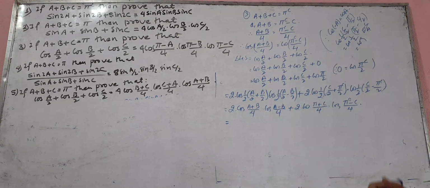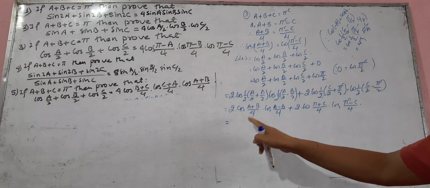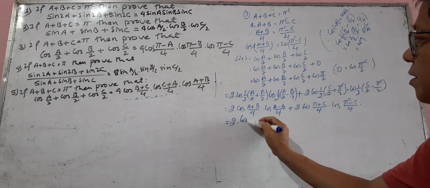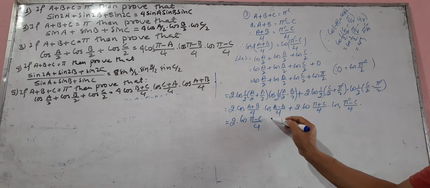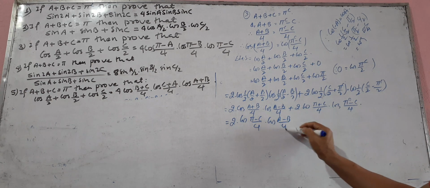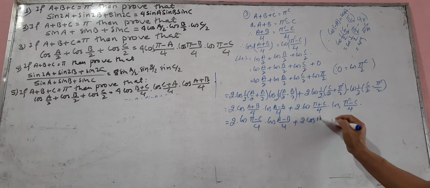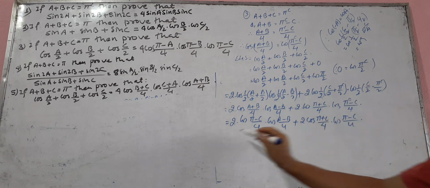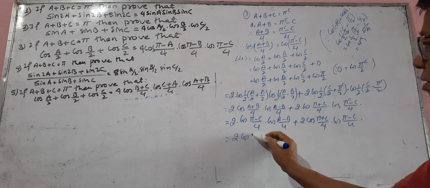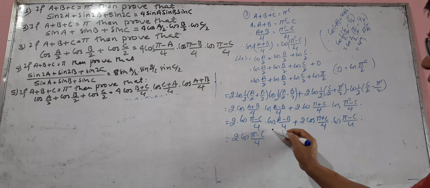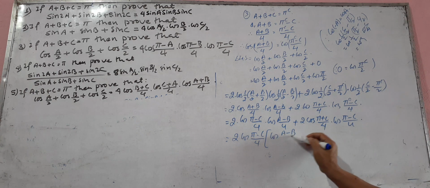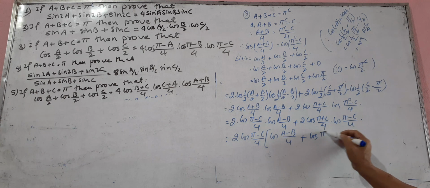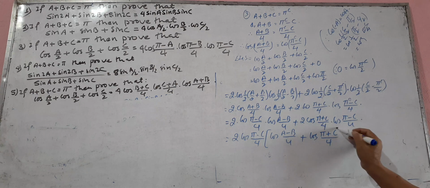Now we apply the condition. What is the condition that we have? Cos of a plus b by 4 is cos of pi minus c by 4. So we write here cos of pi minus c by 4, cos of a minus b by 4. We copy all the terms as they are. So now we have a common factor, that is cos of pi minus c by 4. So we have got a minus b by 4 plus cos of pi plus c by 4.